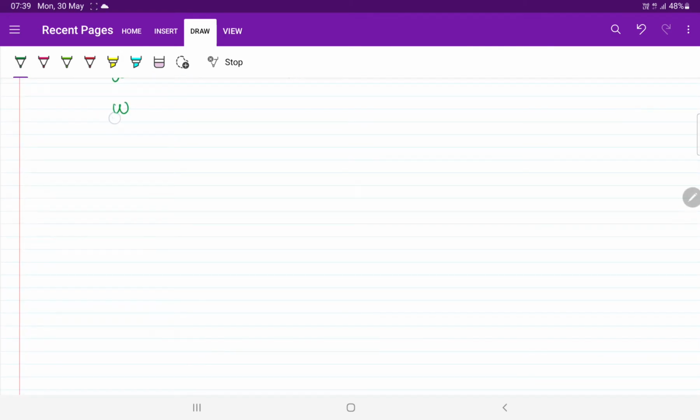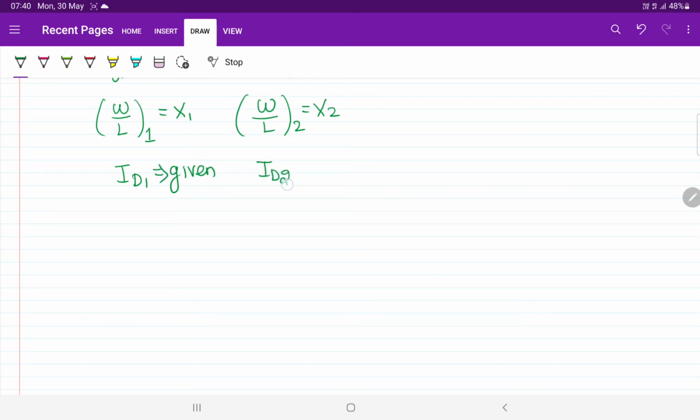The value of W by L1 is equal to some value; let me call it some parameter x1. Similarly, they will be giving you the value of W by L2, some other parameter x2, and they will be giving you the value of the drain to source current of the first transistor, ID1. Under this situation, you will be requested to calculate the value of ID2.